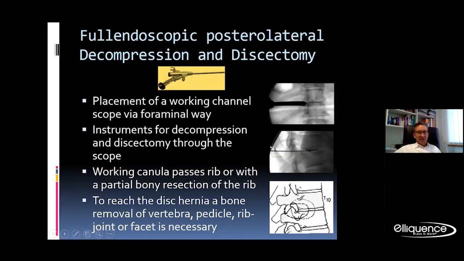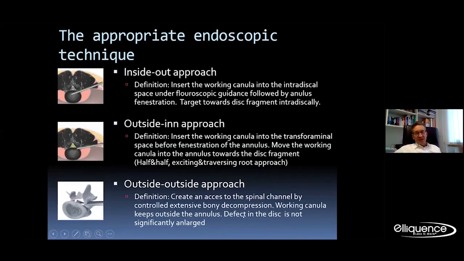The other option came with the introduction of the working channel scopes, and we call it full endoscopic posterolateral decompression. Here you have a placement of a working channel scope via a foraminal way. We now have very special instruments for decompression and discectomy through the scope. It is important that the working cannula passes the rib or goes through a partial bony resection of the rib. And to reach the disc hernia, a bone removal is necessary.